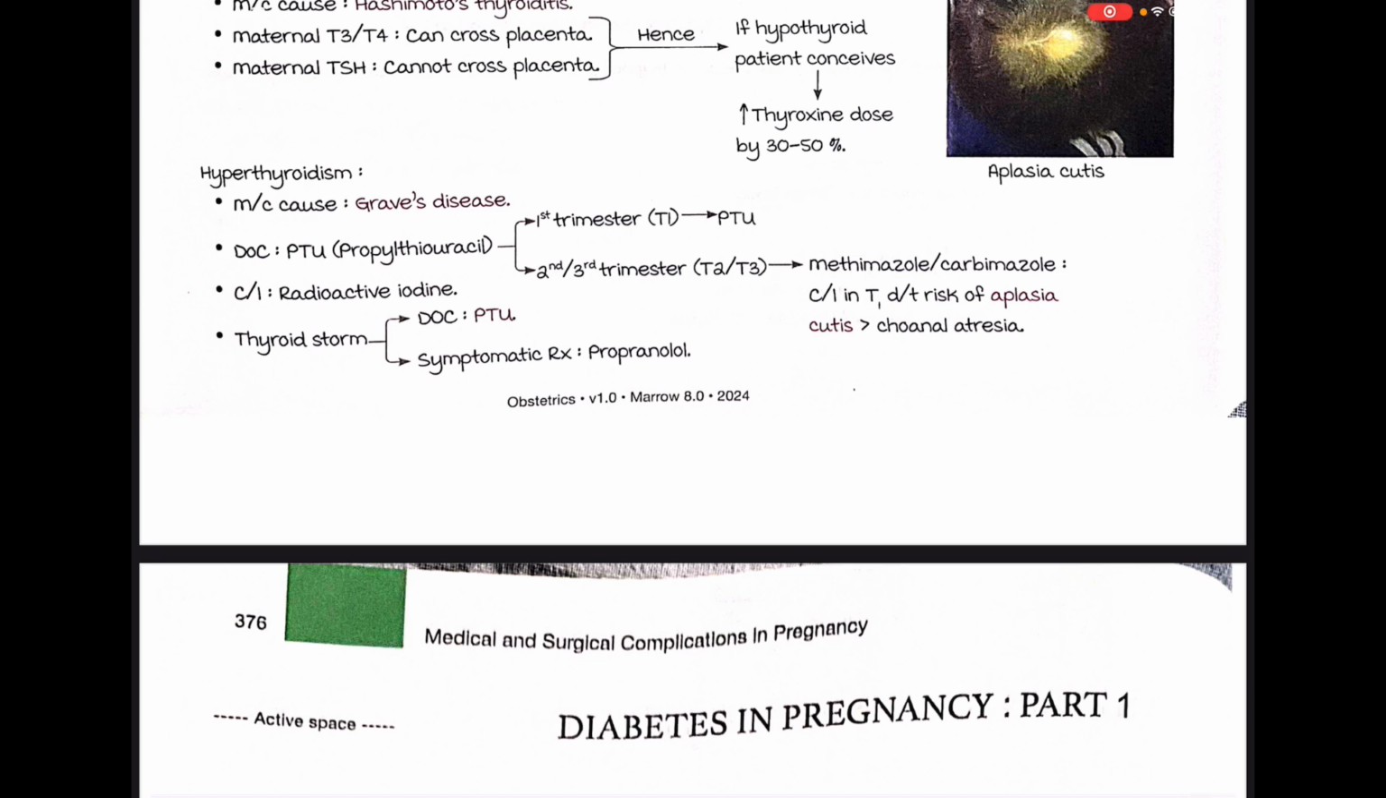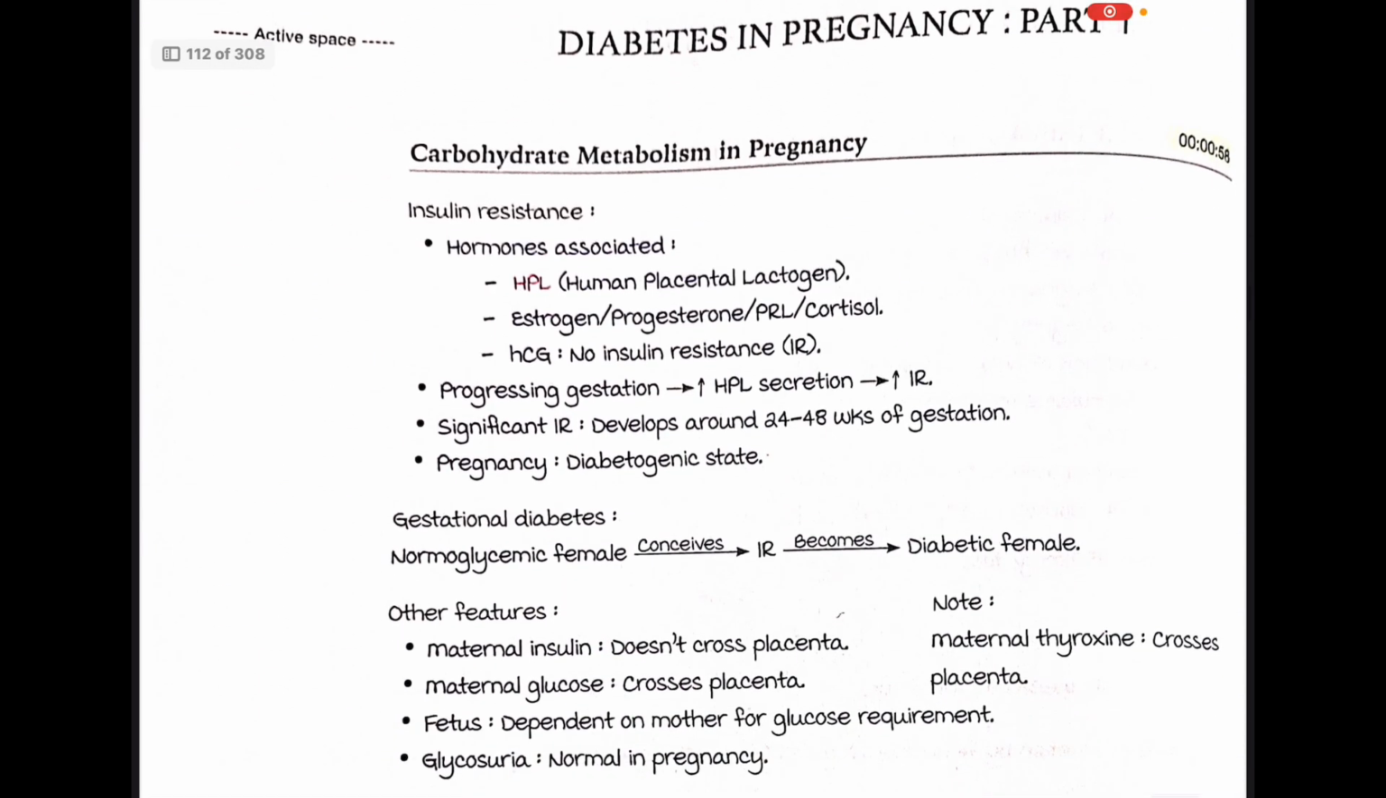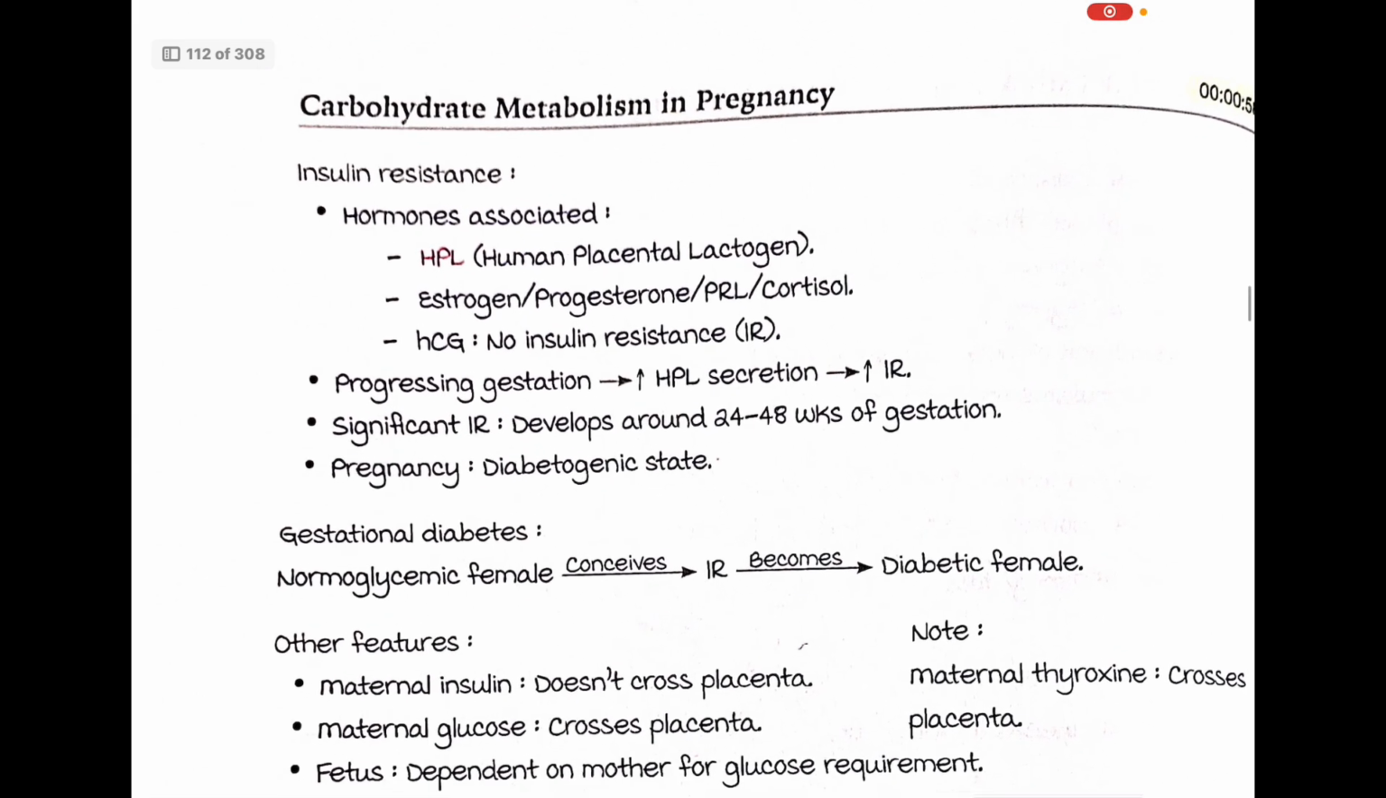Thyroid storm. Contraindication is radioactive iodine. Thyroid storm: drug of choice is propylthiouracil. Symptomatic treatment is propranolol.